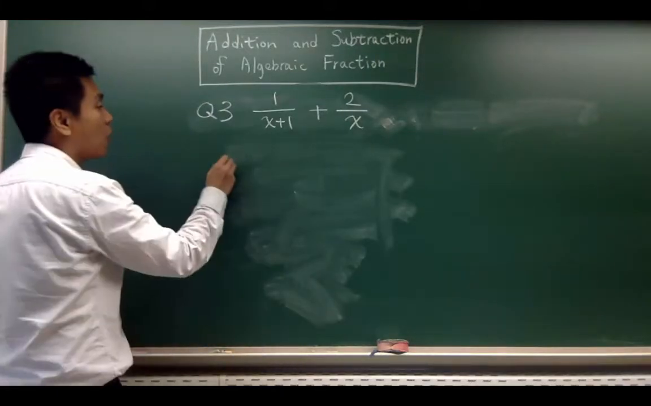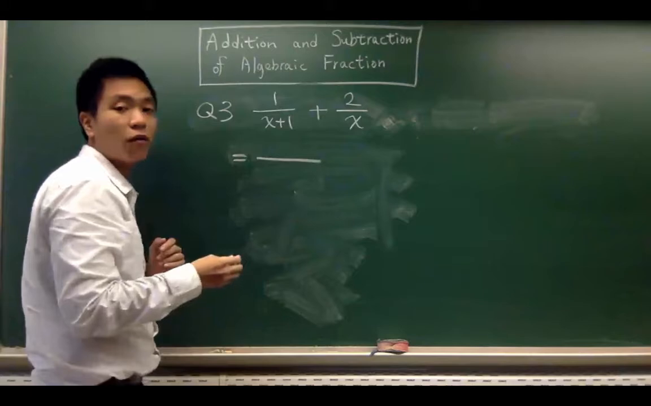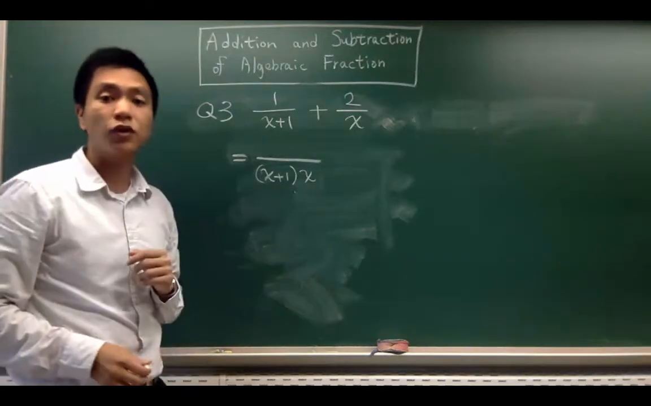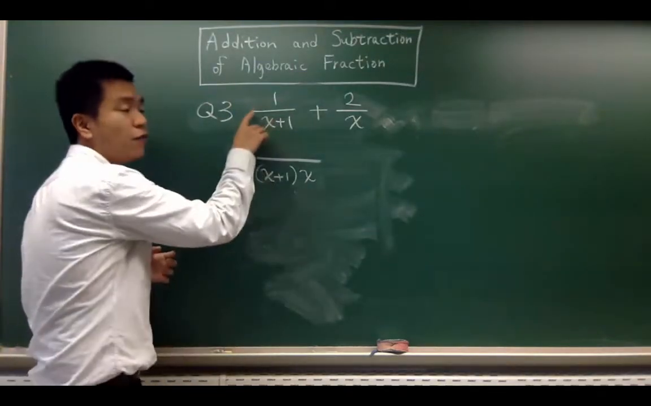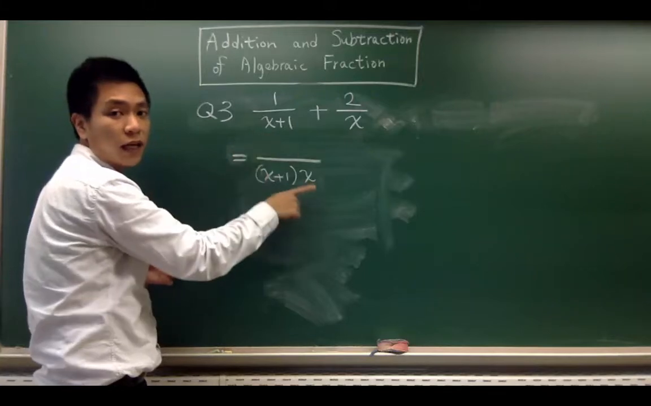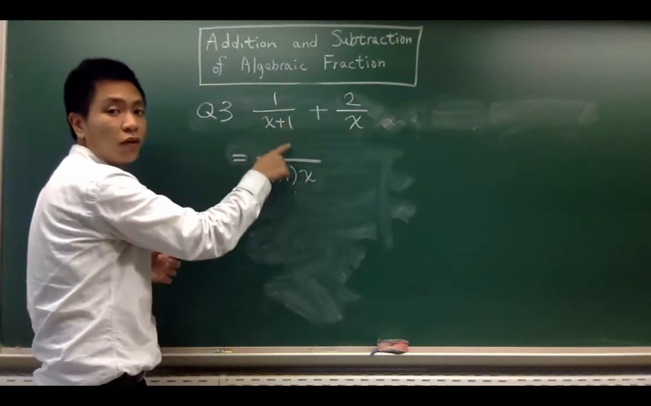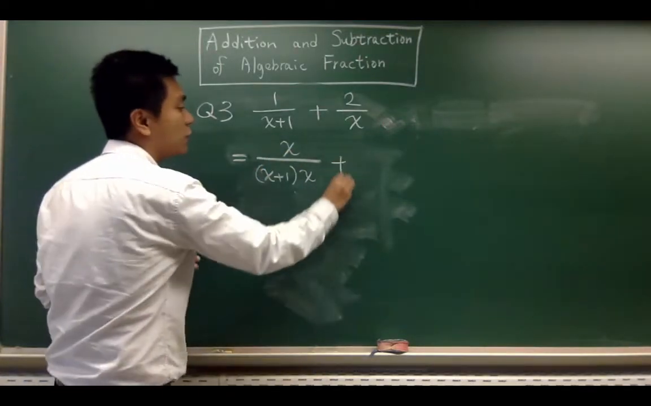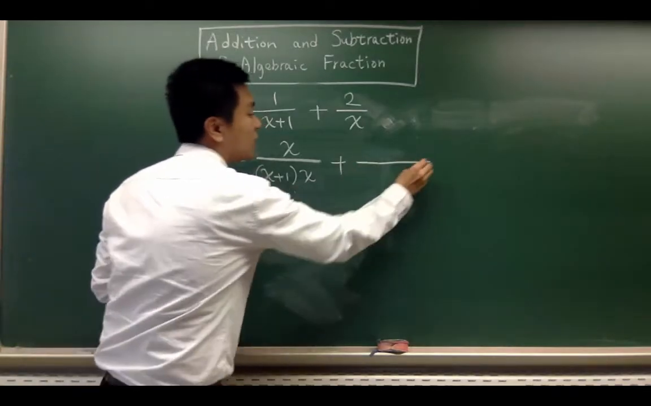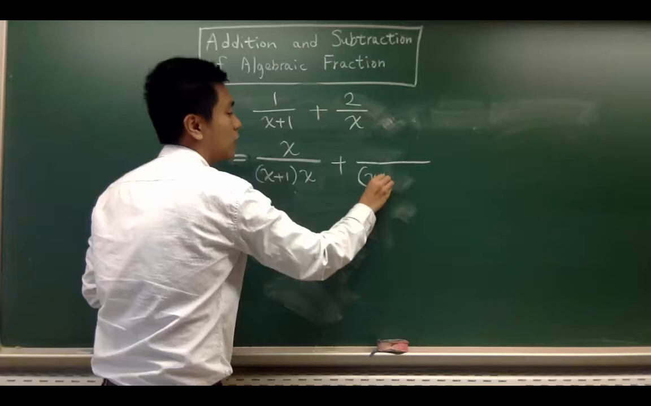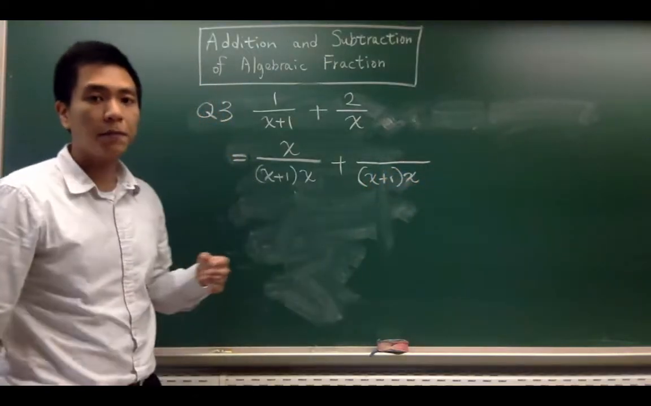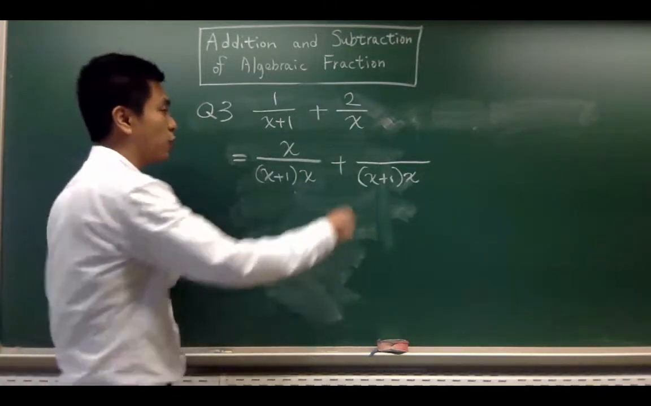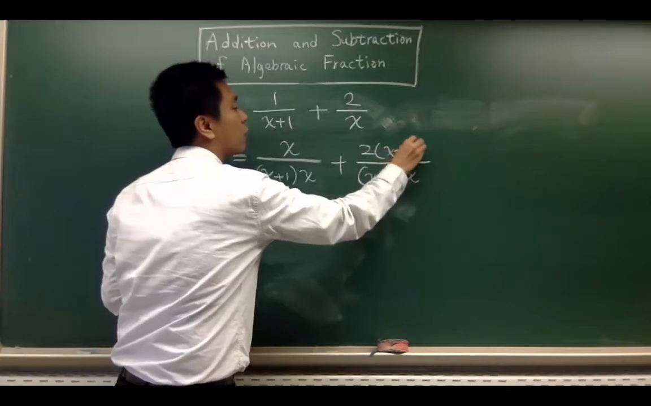So what should I do? The LCM of these two terms will be x plus 1 times x. Just multiply these two. For the first term, the denominator is multiplied by x, so the numerator is also multiplied by x. So it is x over x plus 1 times x. For the second term, the denominator becomes x plus 1 times x, and the numerator, which is 2, you multiply as well, so it will be 2 times the bracket of x plus 1.